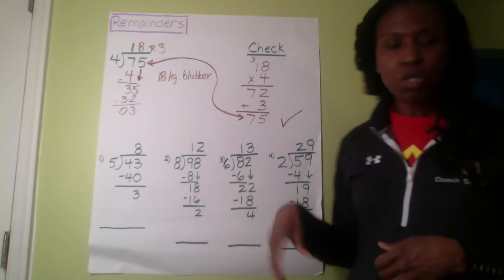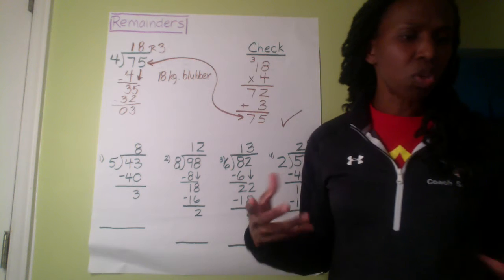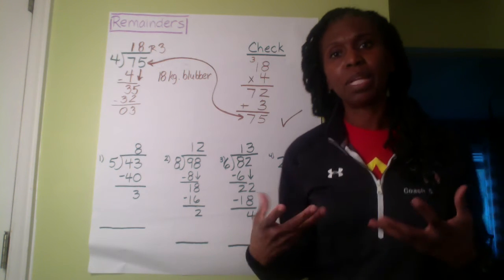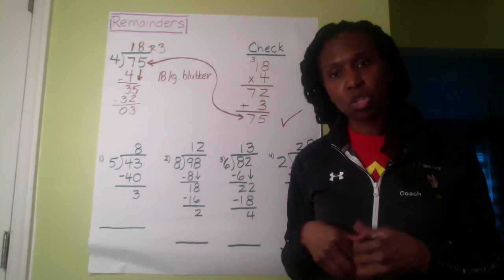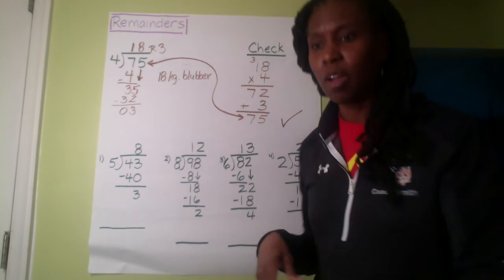Okay. All right, for numbers 1 through 4, they're asking you to circle the remainder, and then they want you to write the complete quotient. They're wanting you to learn how to recognize that remainder and make sure you put it on the answer. Okay, so this won't take very long.